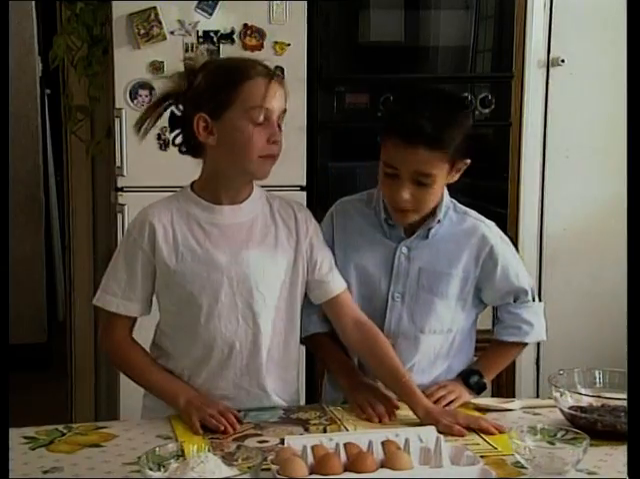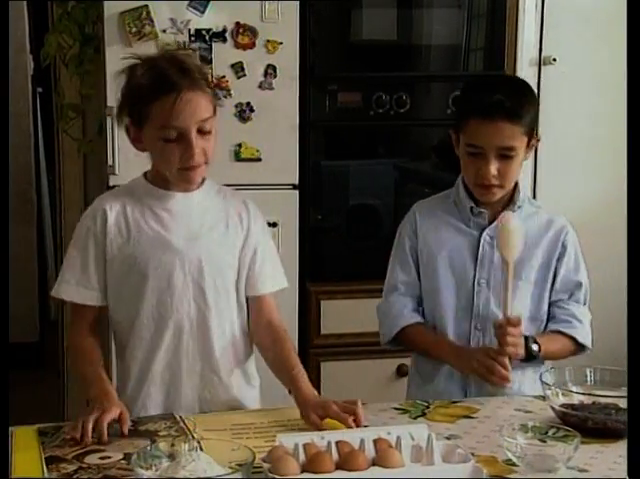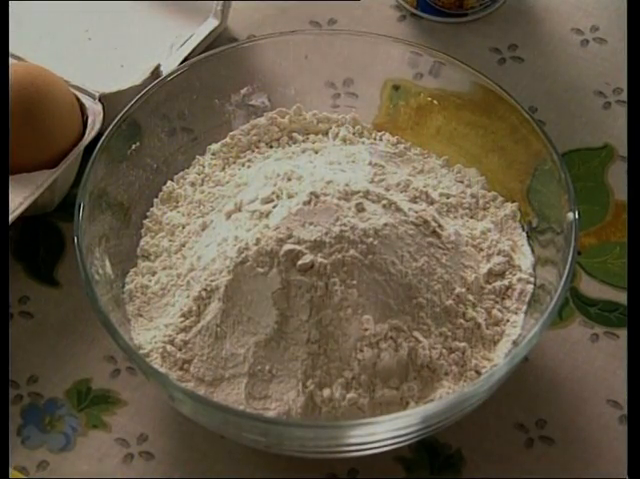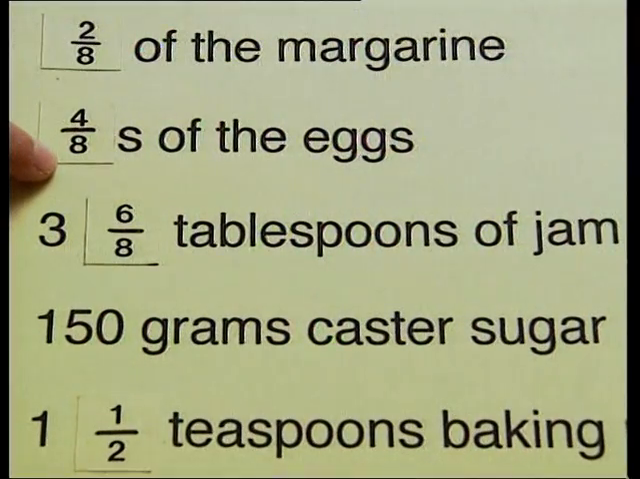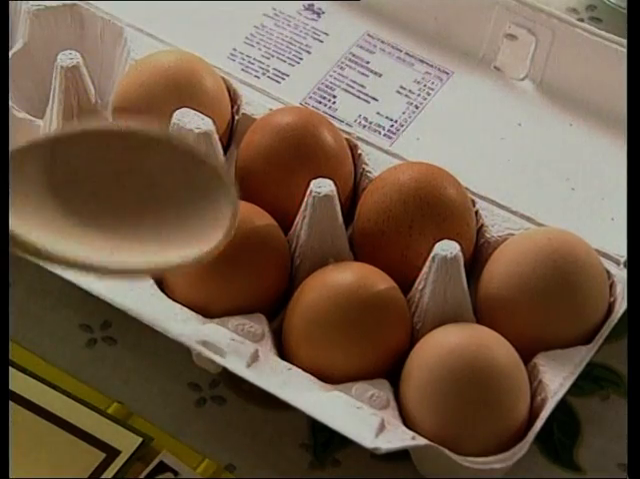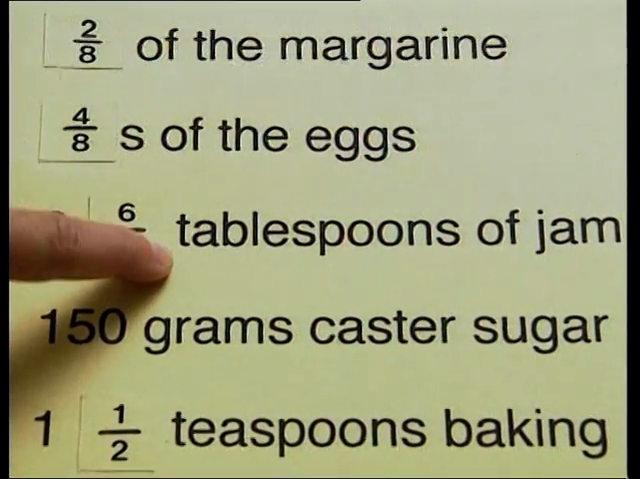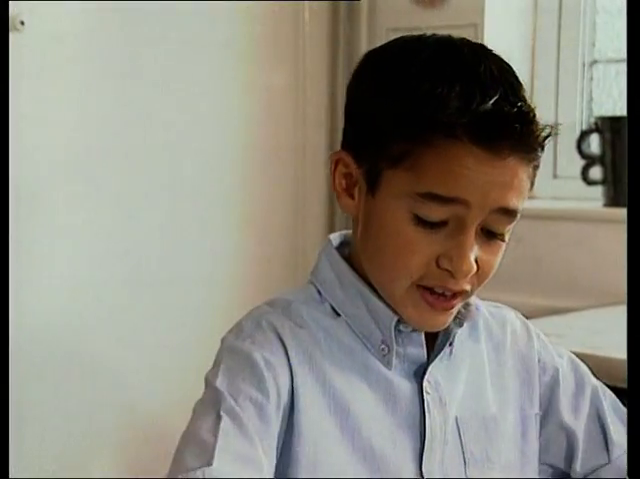Back to the cake. You read out the recipe while I check the ingredients. Okay. 150 grams of flour. Yep. 2/8 of the margarine. Yep. 4/8 of the eggs. Here. 3 6/8 tablespoons of jam. Hang on a minute, some of these measurements sound a bit odd. I don't know how to measure some of these fractions. What are we going to do?